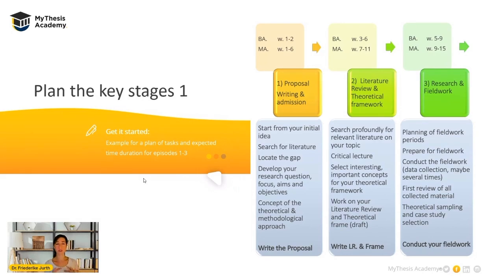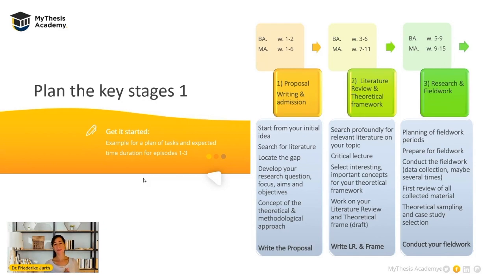Then from the 3rd to the 6th or from the 7th to the 11th week, you should calculate first a profound research on relevant literature that is written on your topic, and then some time for the critical reading, for the selection of the main concepts and also for the division of what is important for you and what you will include for some summaries and excerpts, and finally for the preparation of your literature and the theoretical chapter.